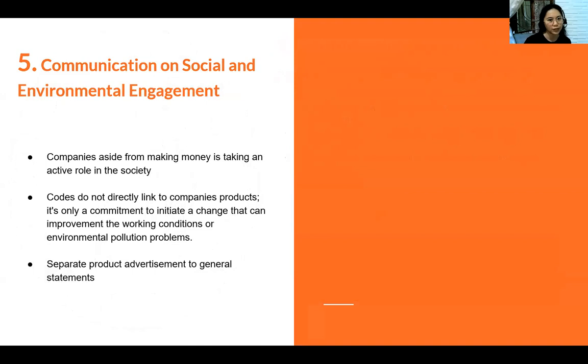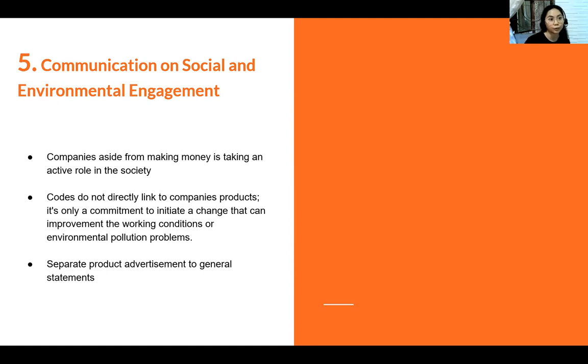All right. The next one is the communication and social and environmental engagement. So aside from companies making money, the companies should be taking an active role in society. And under this category, codes do not directly link to the company's product. So it's only a commitment to initiate a change that can improve the working conditions and environmental pollution problems if necessary. So what it means is that the codes are not directly linked to the company's product.